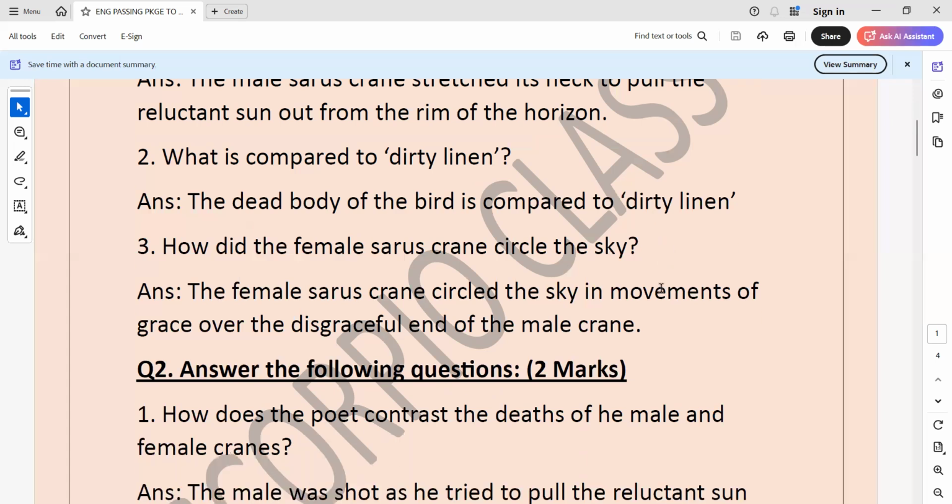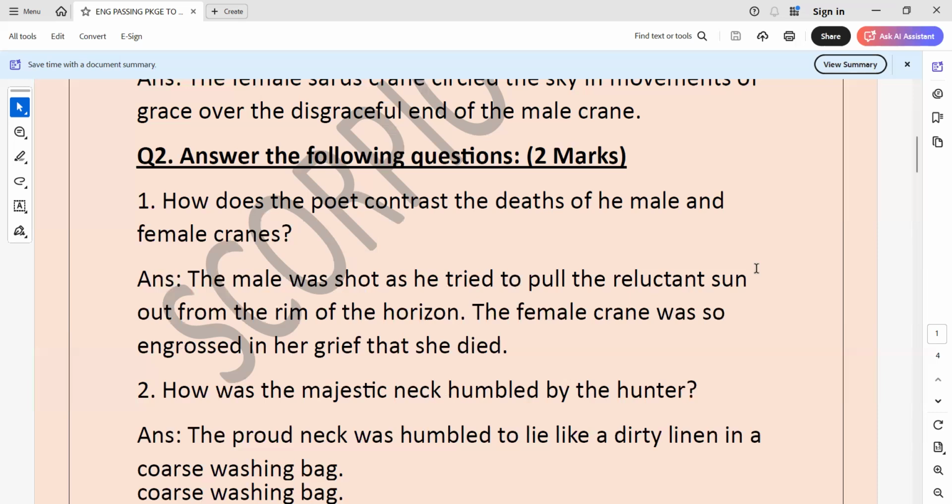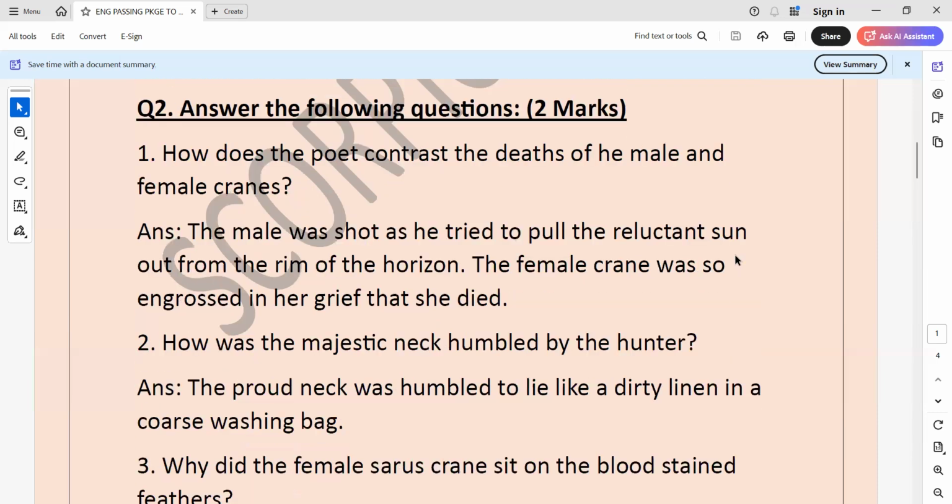Next, how did the female Sarus crane circle the sky? Answer. The female Sarus crane circled the sky in movements of grace over the disgraceful end of the male crane. Moving to next 2 mark questions. How does the poet contrast the deaths of the male and the female cranes? Answer. The male was shot as he tried to pull the reluctant sun out from the rim of the horizon. The female crane was so engrossed in her grief that she died.